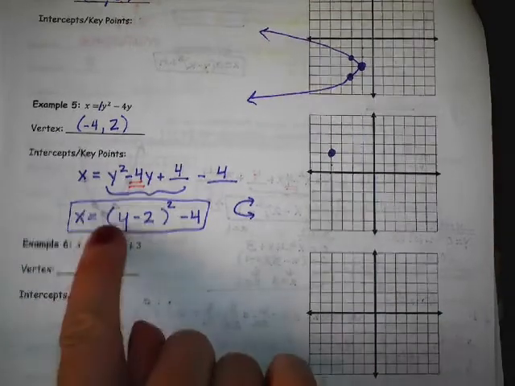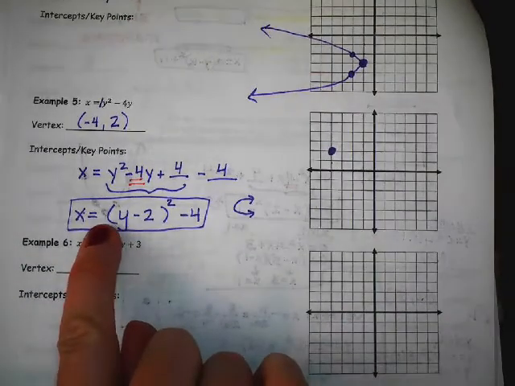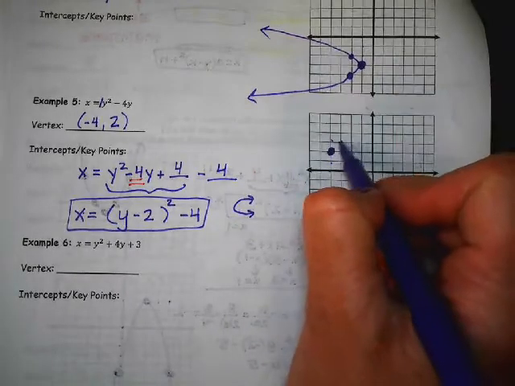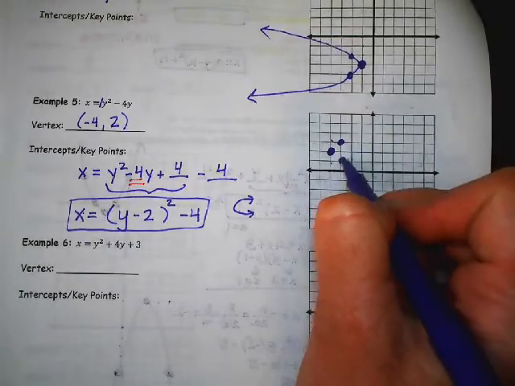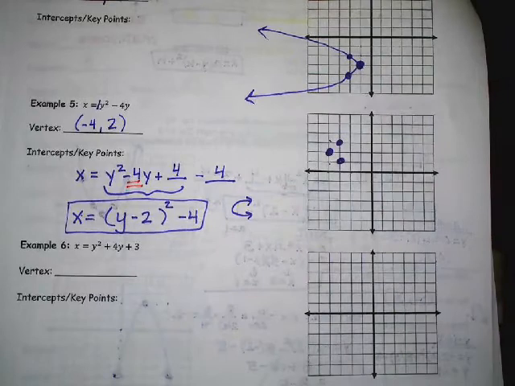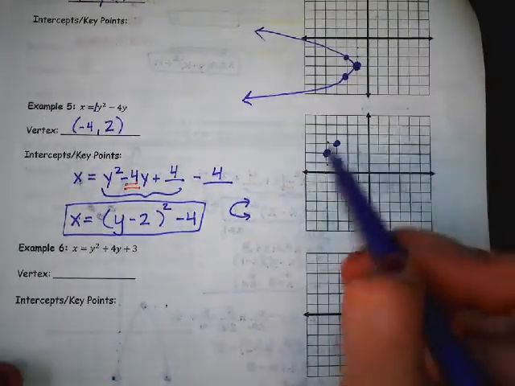So I can use the fact that their a value is 1. I can go up one to the right one, down one to the right one. Connect up my dots, and I'm going to have a sideways parabola.